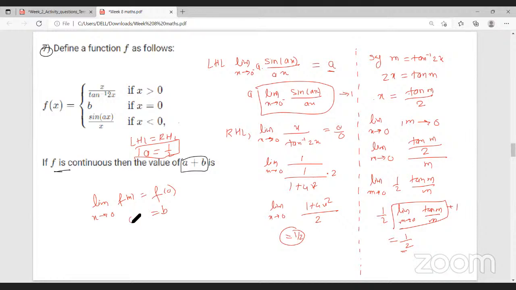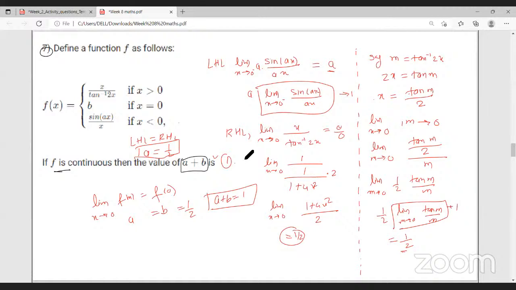So I can consider a equal to b, that is 1 by 2. So a plus b will be half plus half, which is equal to 1. So a plus b will be 1, right? So 1 is the answer. Any doubt in this part? No, sir. Clear.